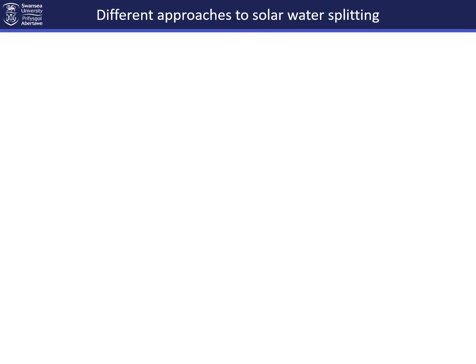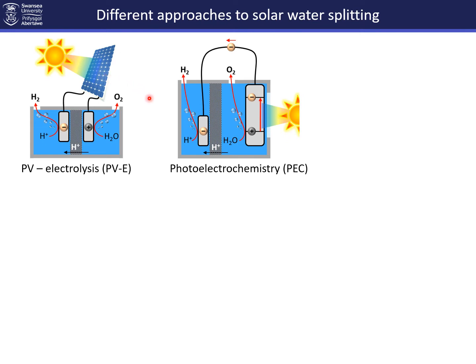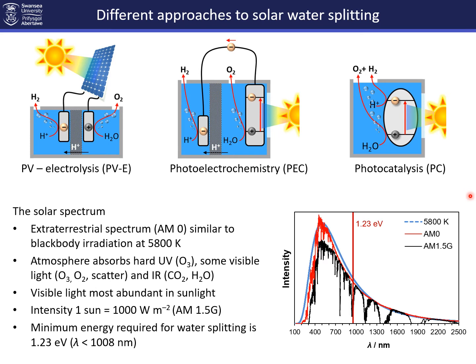There are three main systems by which artificial photosynthesis is normally done. One is PV electrolysis, so it's the combination of a solar panel with an electrolyzer. Second one is photoelectrochemistry. You have a photoelectrode integrated into an electrolyzer, or you have photocatalysis, where everything is integrated into one particle. I'm going to go through these now relatively briefly, one by one. But universal to all three of them is the fact that we want to use sunlight to drive the process, hence the name solar fuels or photosynthesis.